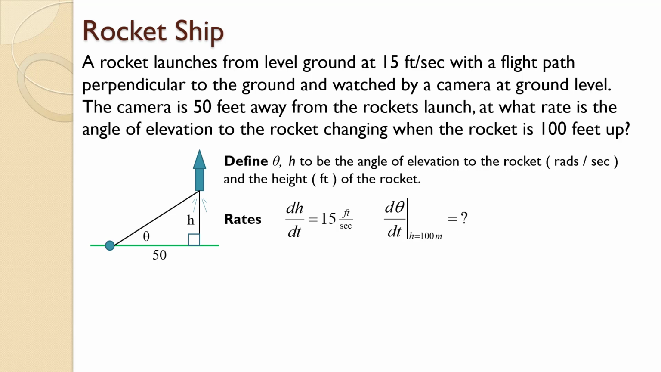Now I want to know the rate of change of the angle of elevation. So that would be the change of the angle in time. That's radians per second in our case. So that must be d theta/dt. And that's at a moment when the height is 100 meters.